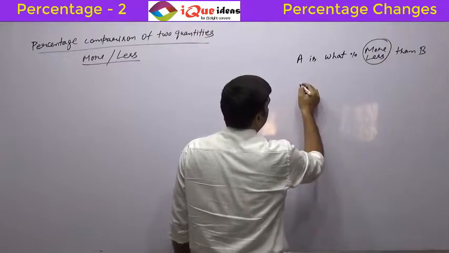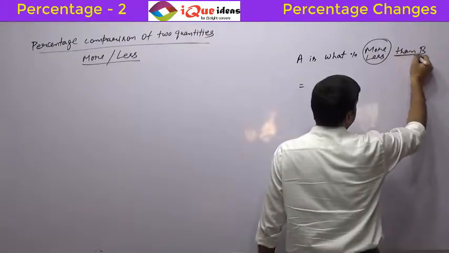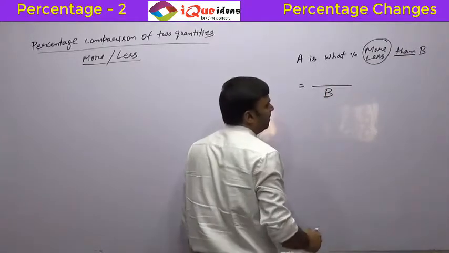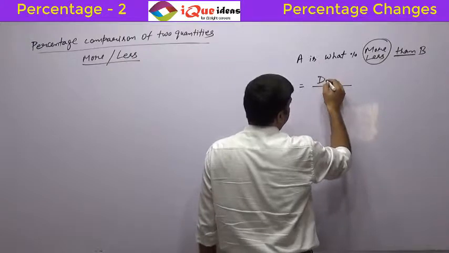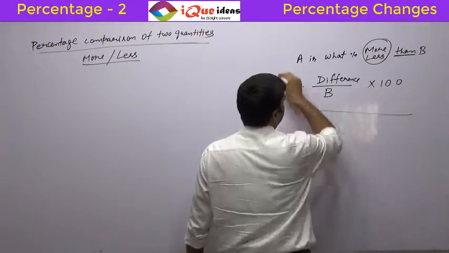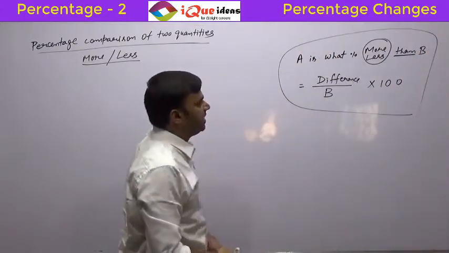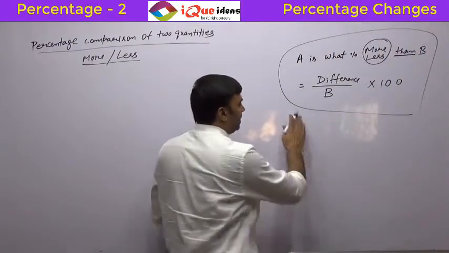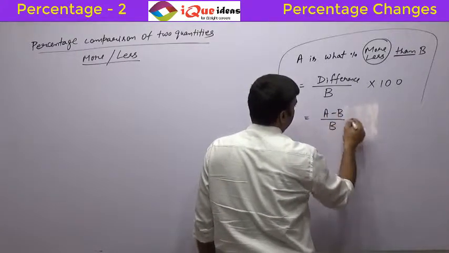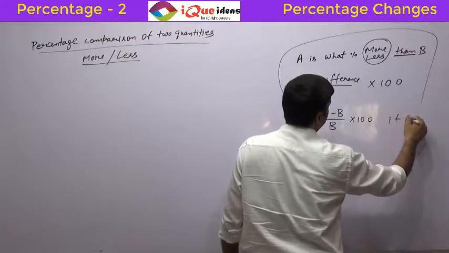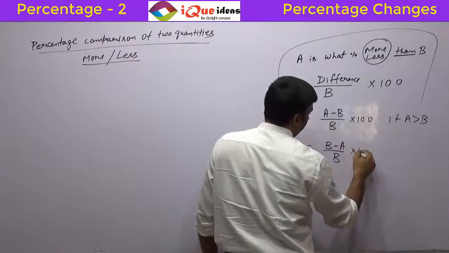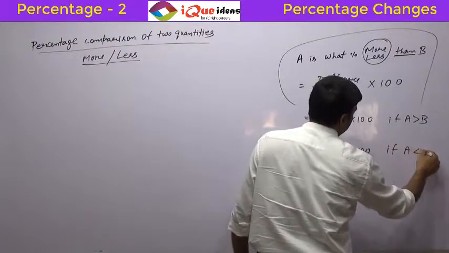How? Let's see. First of all, whatever comes after the preposition, "than" is a preposition, will be the base. So in the denominator, we will have the base, that is B. More or less means the difference, into 100. So when I say A is what percentage more than B, it is the difference divided by B into 100. The difference can be written as A minus B by B into 100 if obviously A is more than B, and it will be B minus A by B into 100 if A is less than B. Obviously the question will be different.